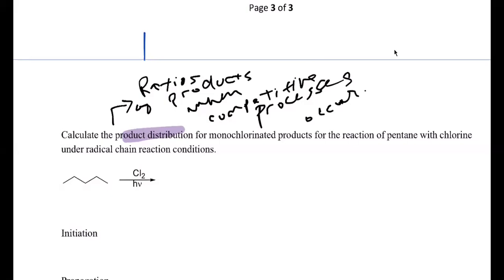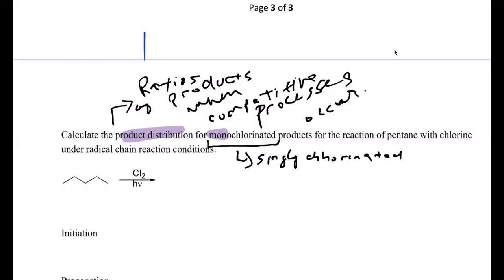What does mono mean? Anybody? One. So a monochlorinated product is a product with a single chlorine in it. That's what monochlorinated means. I'm going to put singly chlorinated. So a monochlorinated or singly chlorinated product.